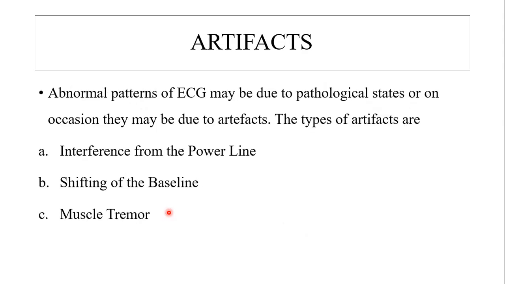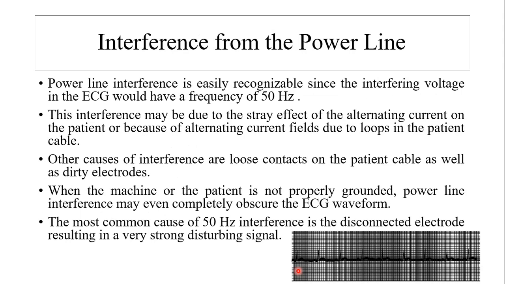Now, what artifacts are possible in ECG signals? If there are abnormal ECG signals, they are called artifacts. Some artifacts occur due to interference from the power lines or shifting of baselines, and some may occur due to muscle tremor or muscle movement.